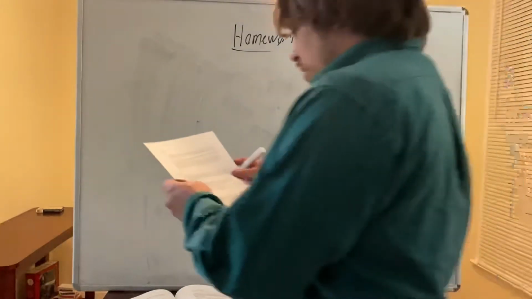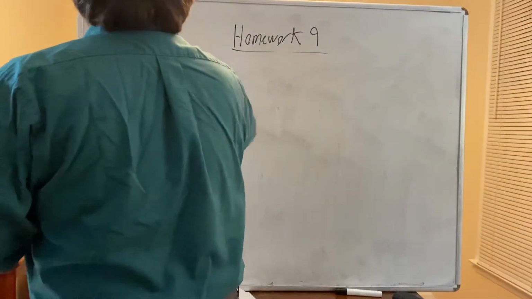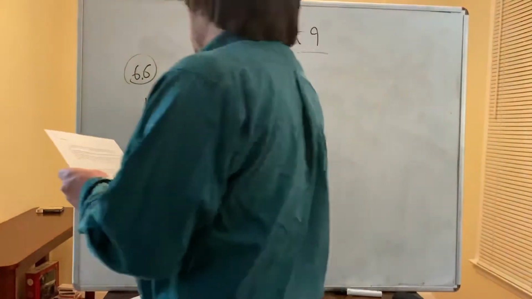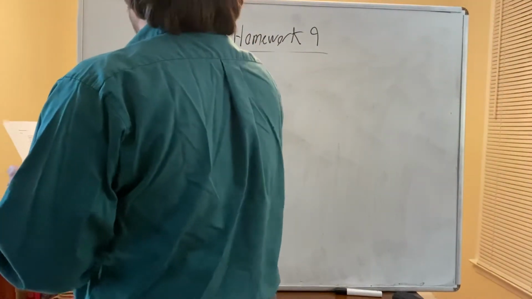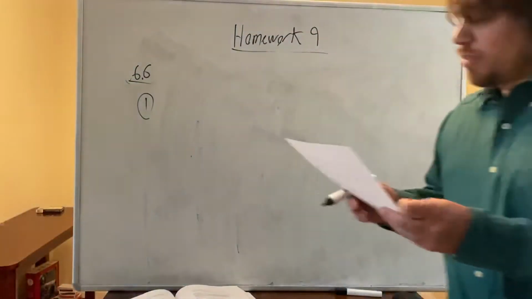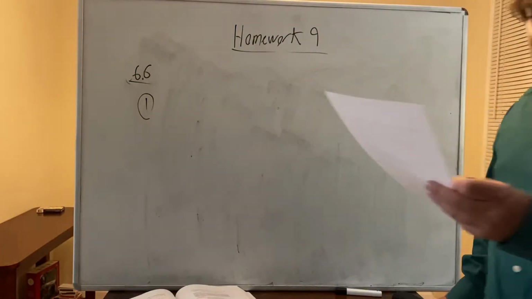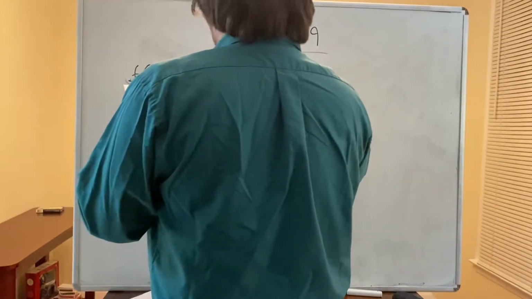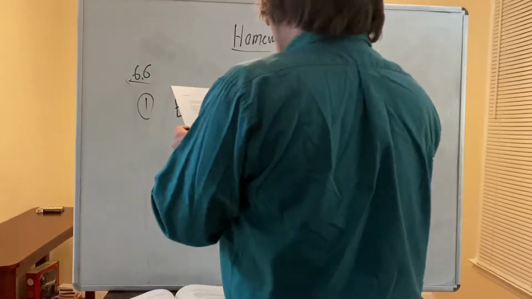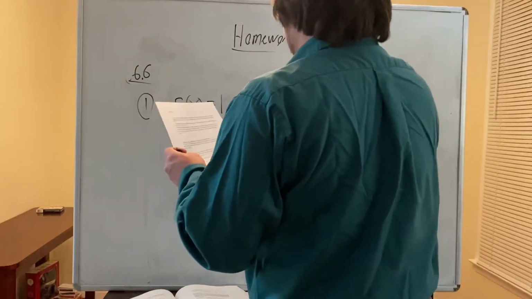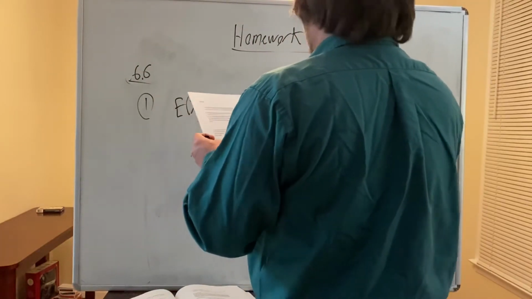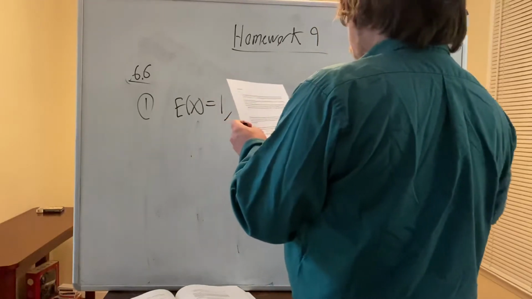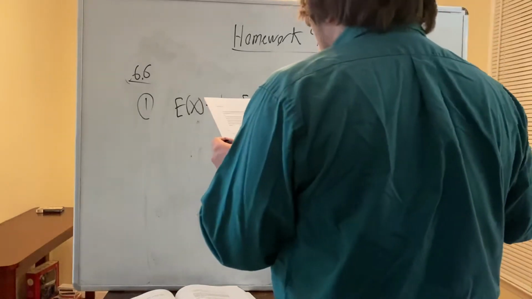Okay, so let's jump to 6.6. In 6.6, number 1: let X be a random variable with E of X equal to 1, and E of X times (X minus 1) is 4. It says find the variance of X and the variance of 2 minus 3X.